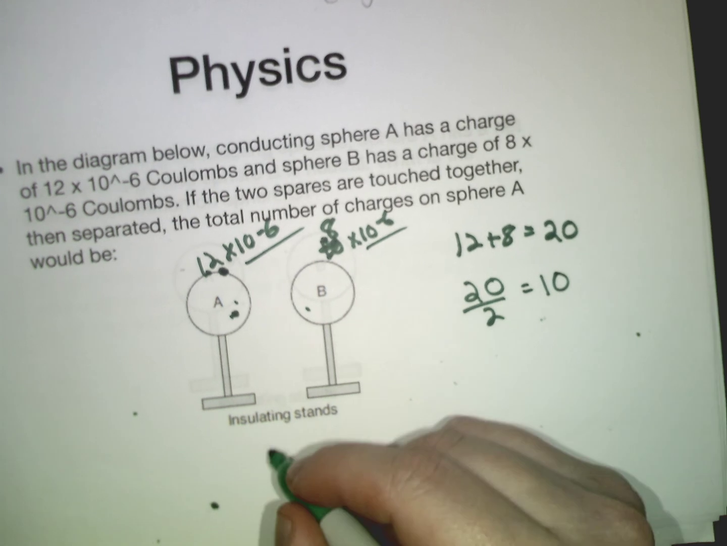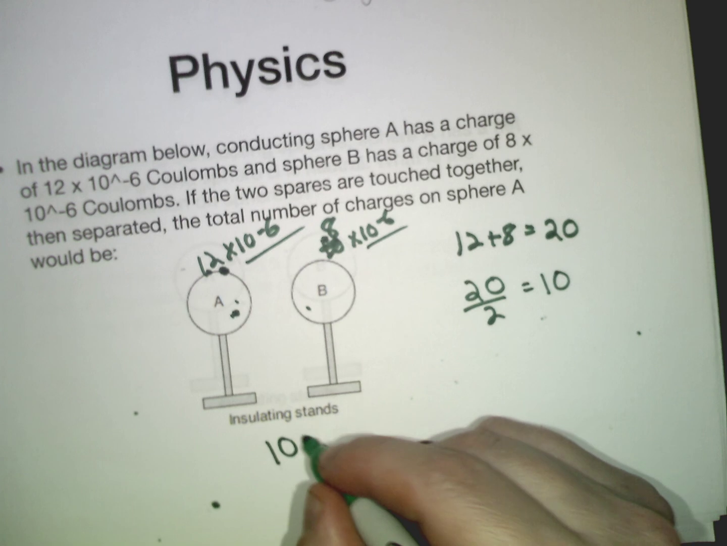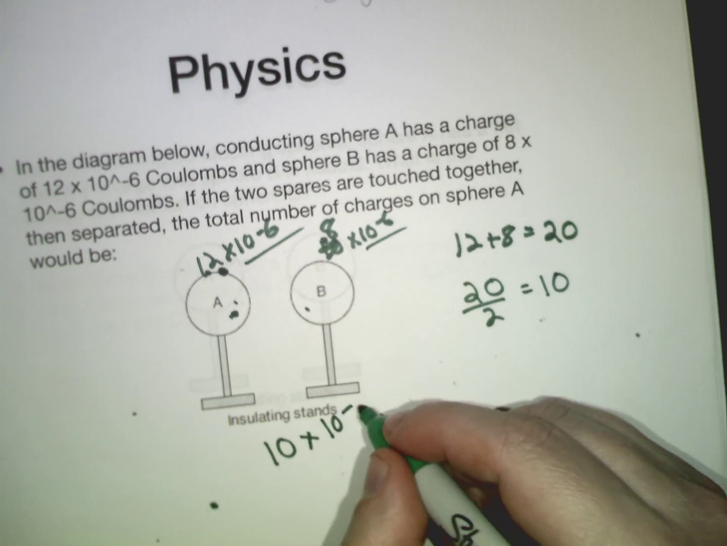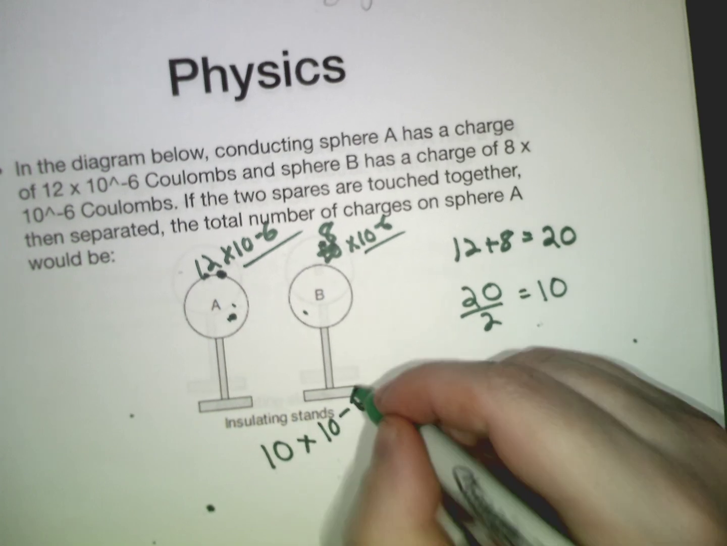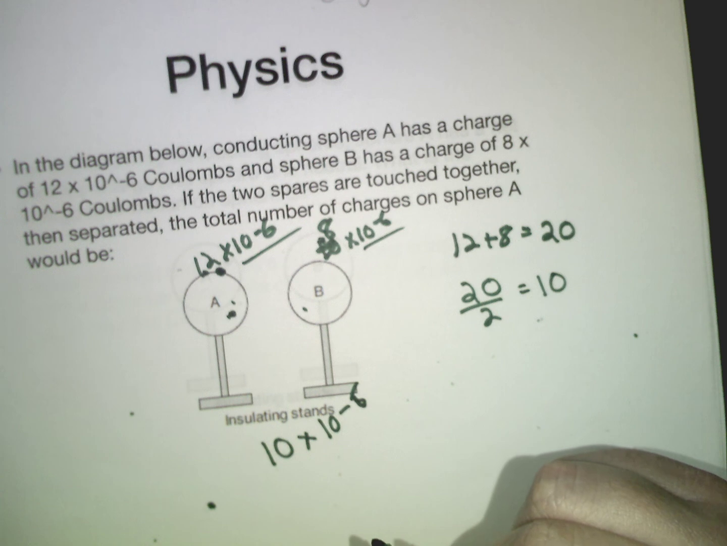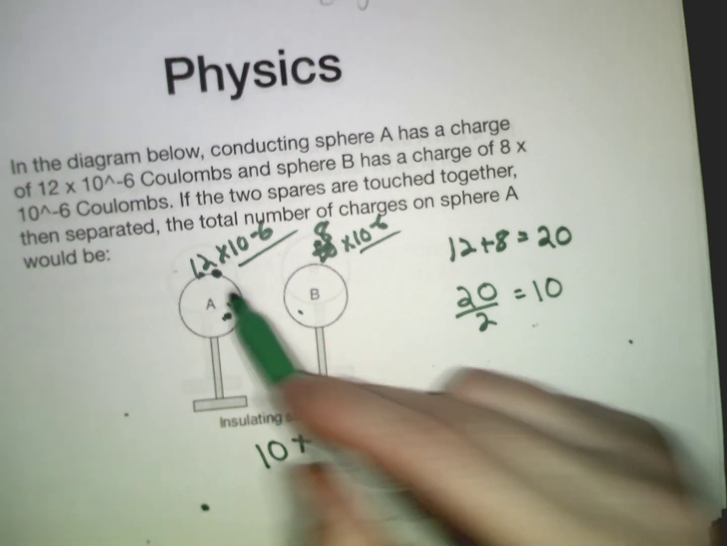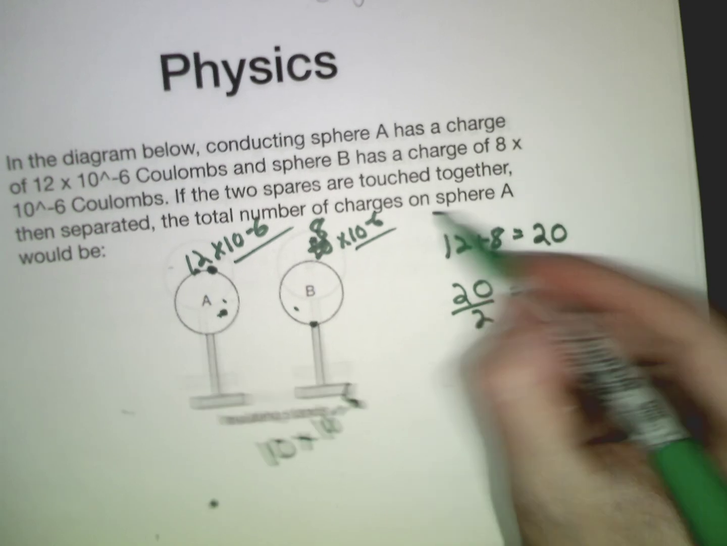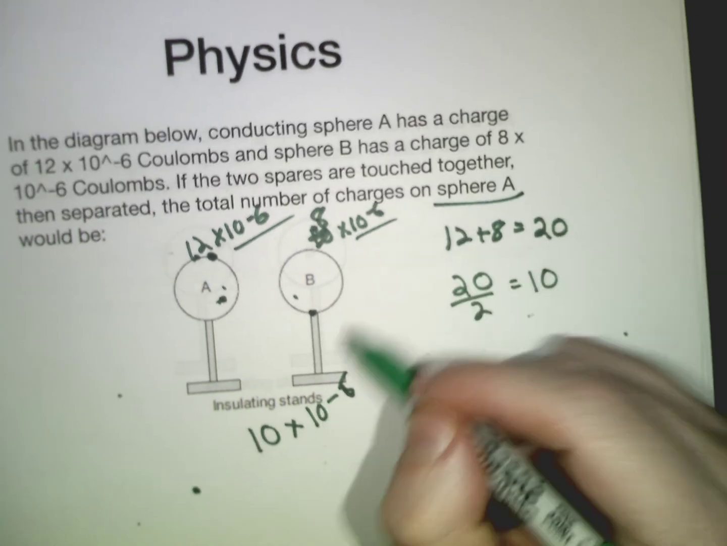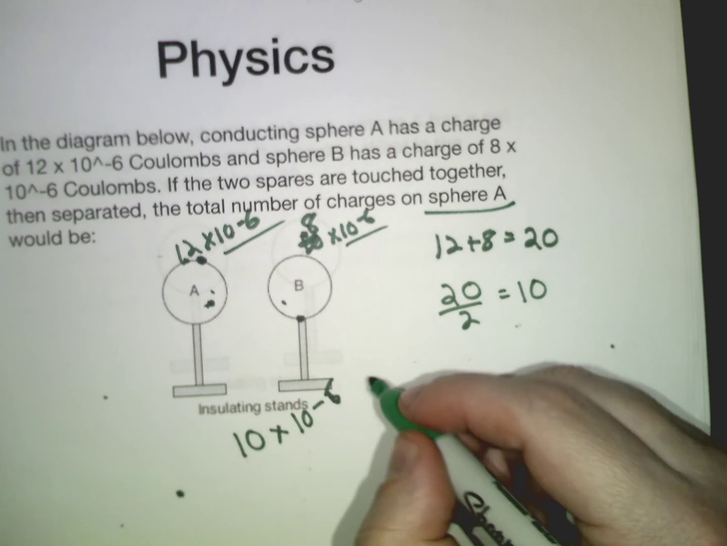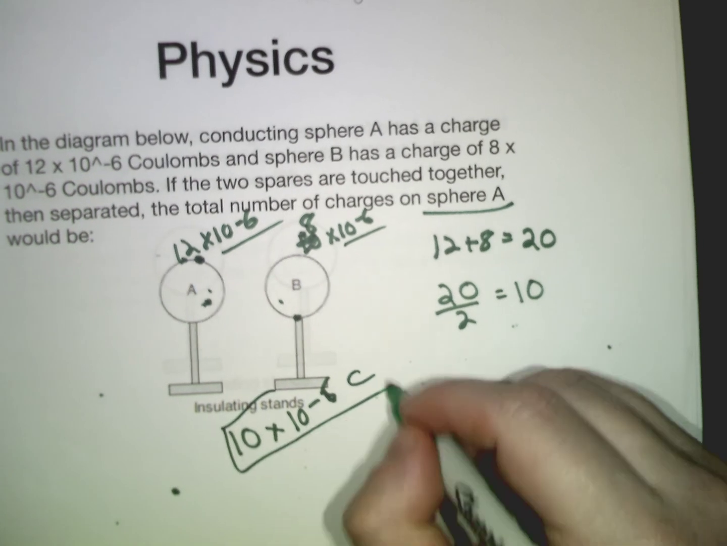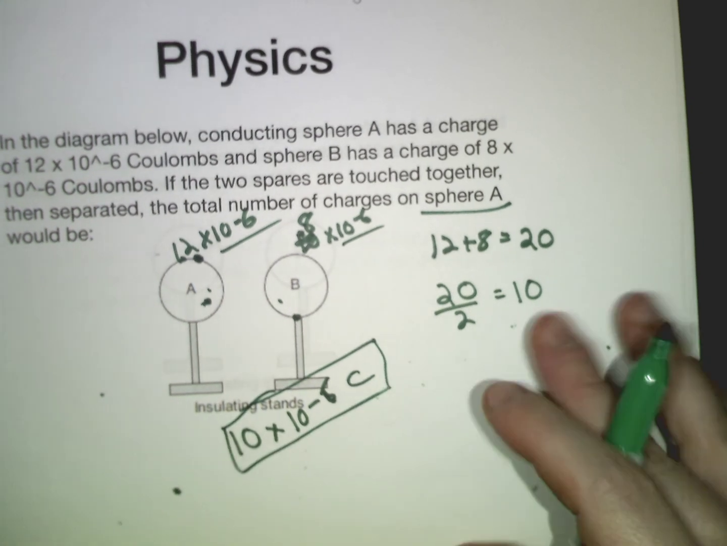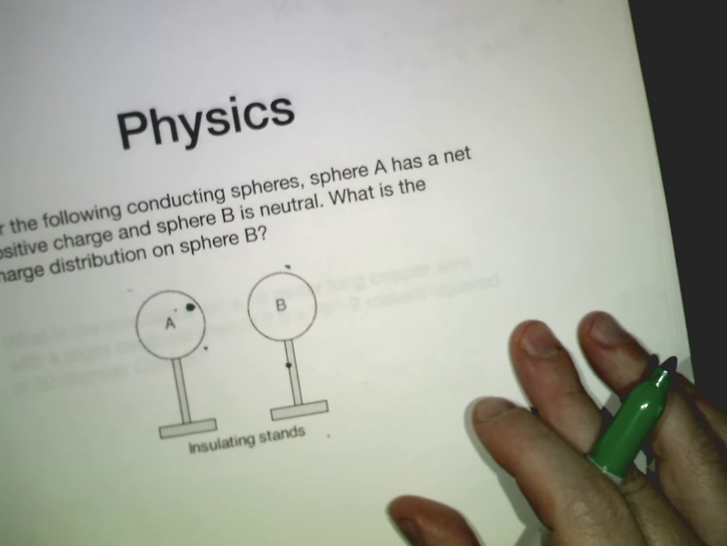So the final answer is 10 times 10 to the negative 6 on both of them. On both of them, not just this one. They're both the same, so they're evenly split. The charge on sphere A is the same as the charge on sphere B. So either way, they're going to be 10 times 10 to the negative 6 coulombs.